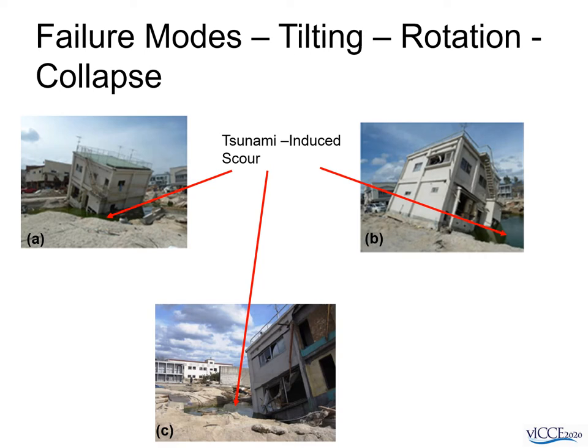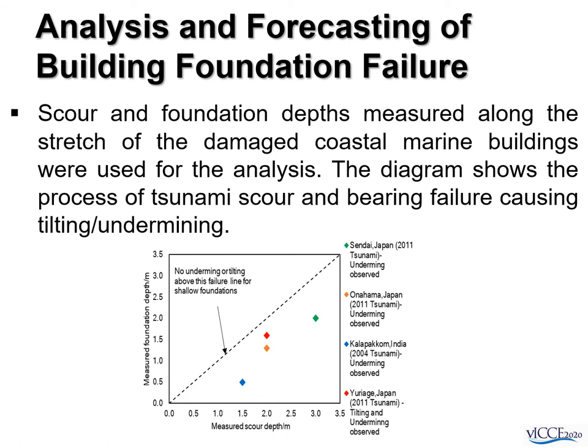Scour and foundation depths measured along the stretch of the damaged coastal marine buildings were used for the analysis. The diagram shows the process of tsunami scour and bearing failure causing tilting or undermining.